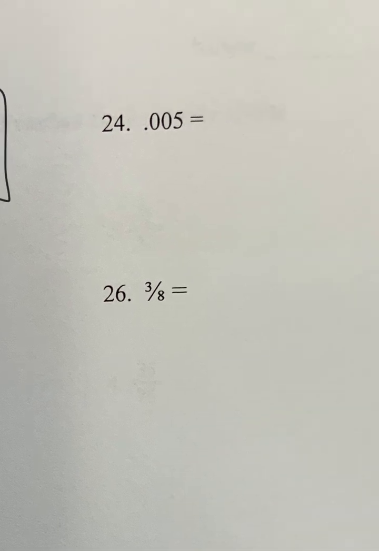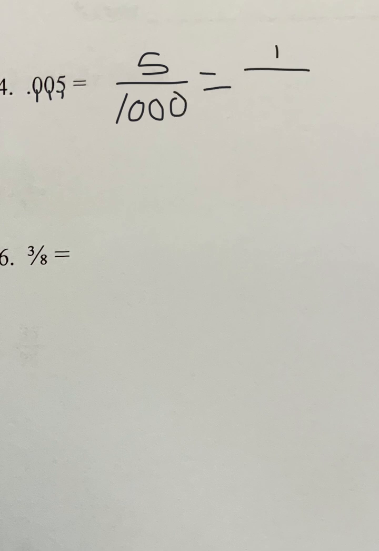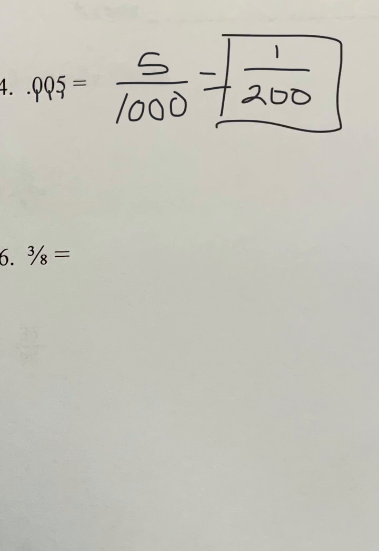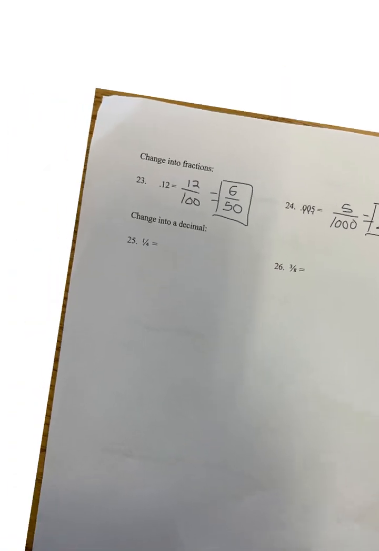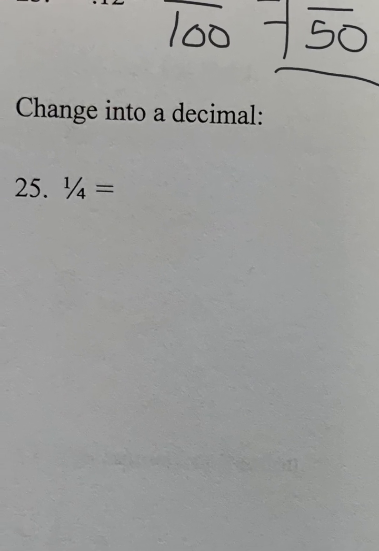All right, moving into number 24. This first 0 is in the 10th spot, the second 0 is in the 100th spot, and this 5 is in the 1000th spot. So I'm going to write 5 1,000ths, but this can be simplified. I'm going to do 5 divided by 5 to get 1, and 1,000 divided by 5 to get 200. That's my answer.